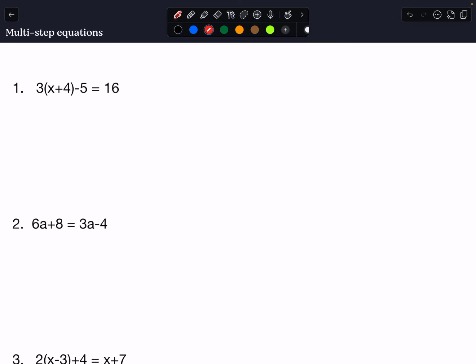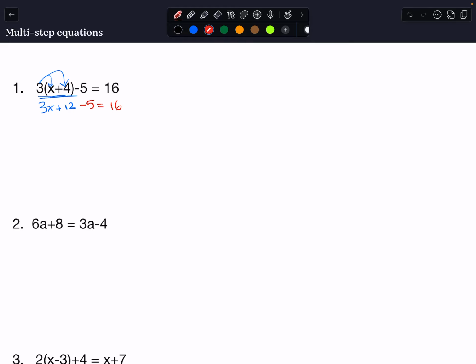What I see here, what we learned in our previous video, is we have a distributive property. So we're going to work on that. We have 3x plus 12, which is this part. And now we drop everything else down: the minus 5 equals 16.